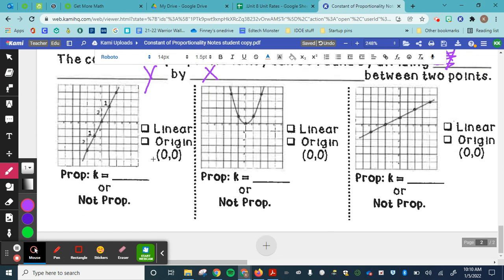So that first example, is it linear? Yeah, it's a straight line. So yep, it's linear. Does it go through a 0, 0? Yes, it does. And then pick a point. I know it's hard to see, but I can see that this is this point right here. It went over 1 and up 2.